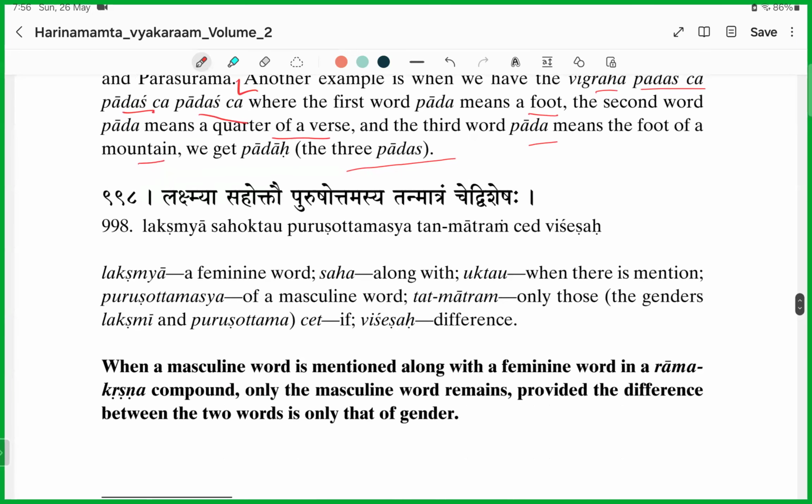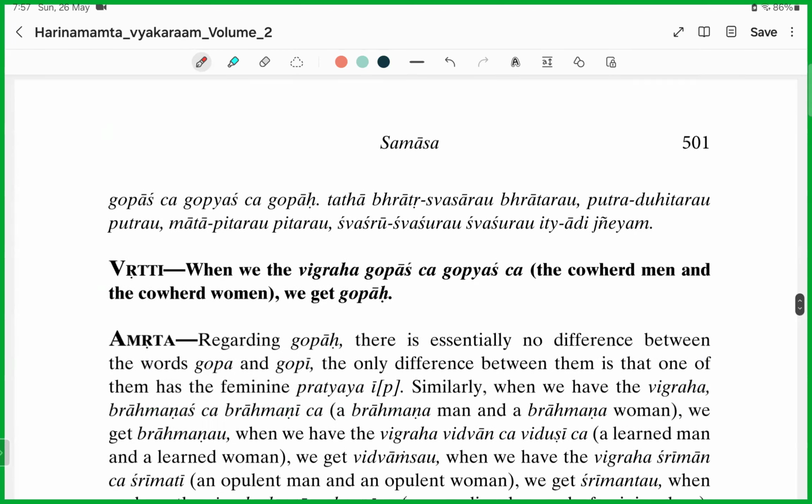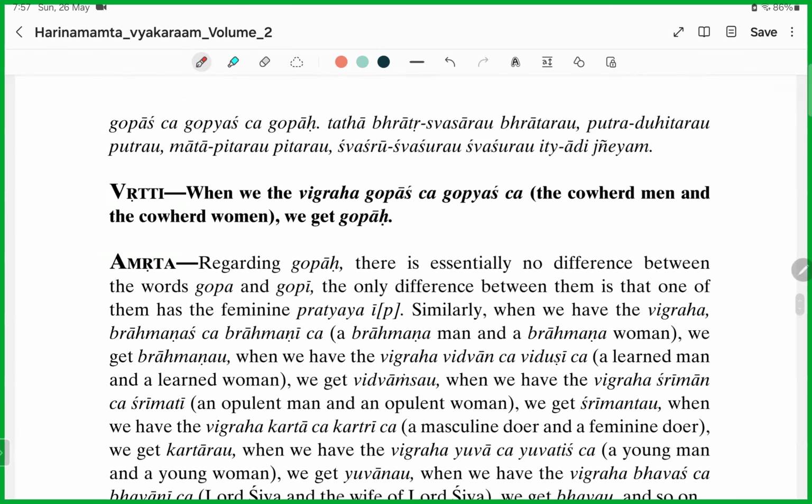Lakshmya sahoktau purushottamasya tanmatram ched visheshah. So when a masculine word is mentioned along with the feminine word in a Ramakrishna compound, only the masculine word remains, provided the difference between the two words is only that of gender. For example, when we have the vigraha gopashcha, gopyashcha, we get gopah.